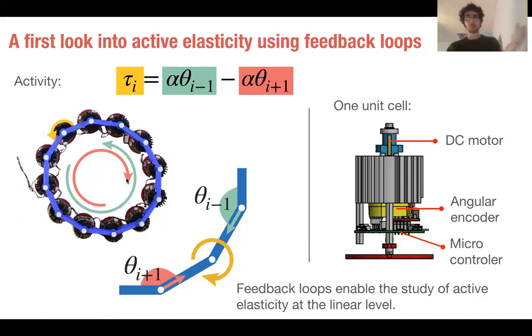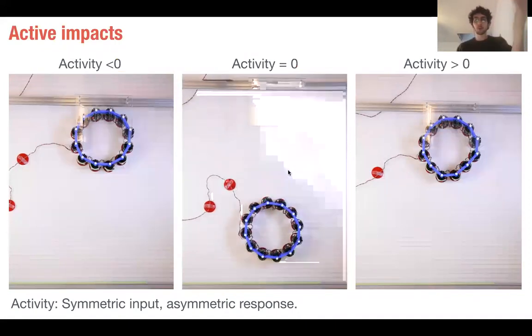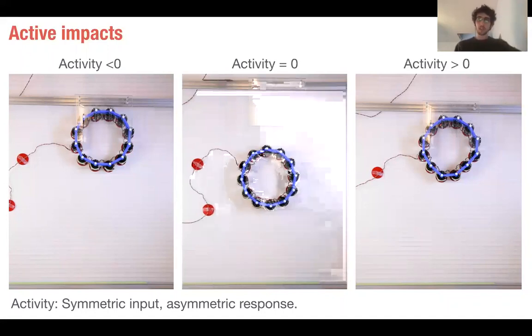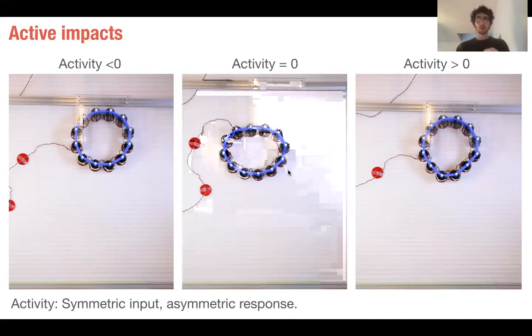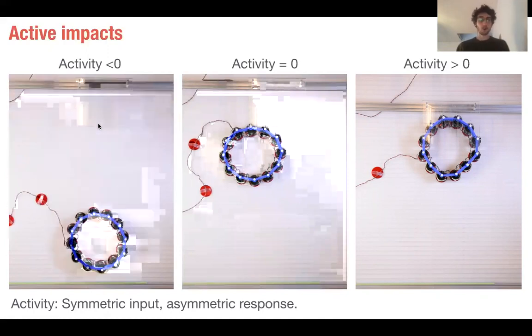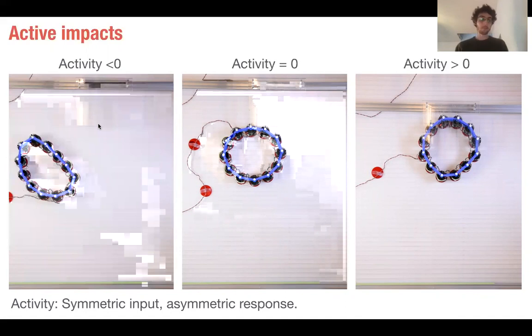Okay, so now it's time to play with the experiments and to see what those local active feedback loops do on our system. So I can show you once again the case with zero activity, where we just send the object against the wall and it just bounces off. Then we can ask our small unit cells here to add some activity to the system. And I can send the object against the wall, and here's what happens. The object is bouncing with a certain angle.